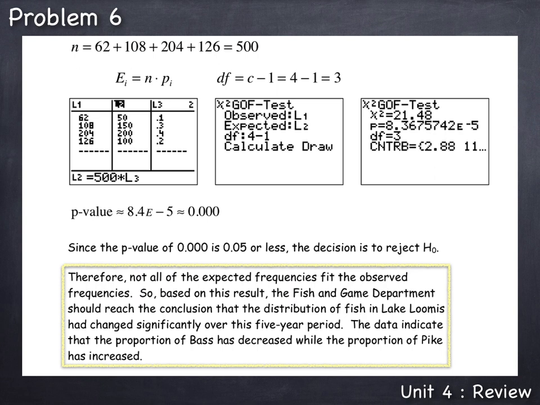So when looking inside the data, we can conclude that the data indicate that the proportion of bass had decreased while the proportion of pike had increased. And this helps to explain how the distribution of fish in Lake Loomis had changed significantly over this 5-year period.